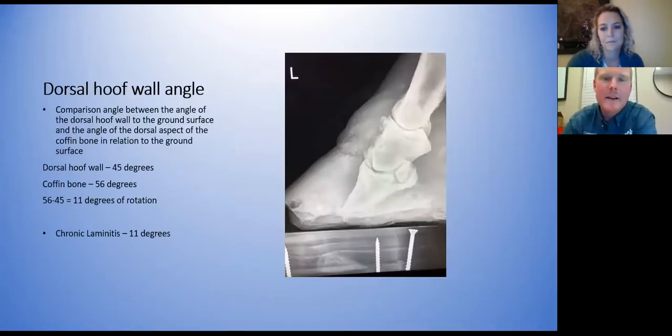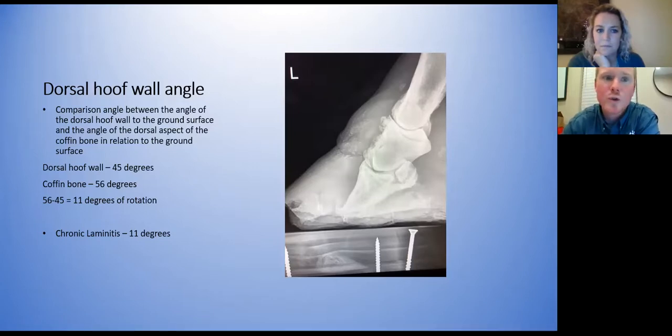All right. The next radiographic view or angle that you would try to determine is the dorsal hoof wall angle. Okay, this is important, especially in this x-ray. You can see here, this horse has chronic laminitis. Okay, it has been managed, and is in the process of being managed.